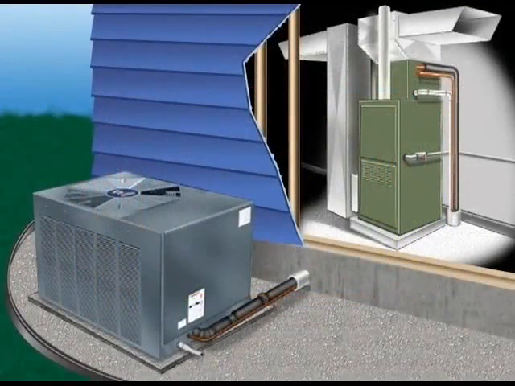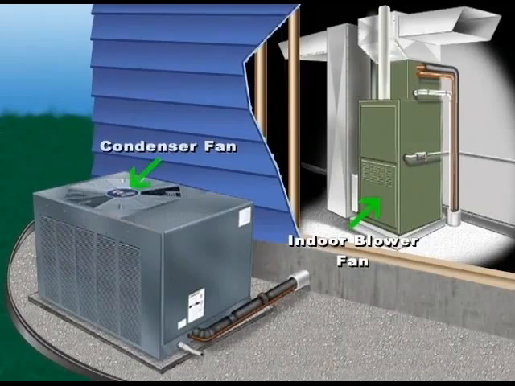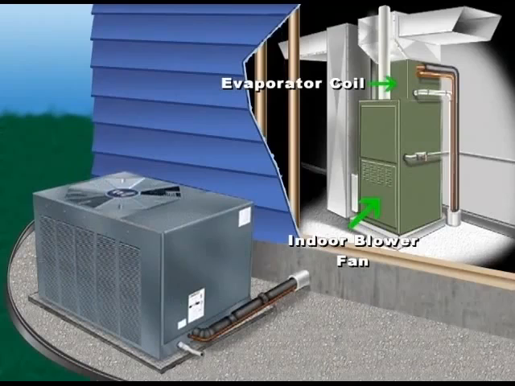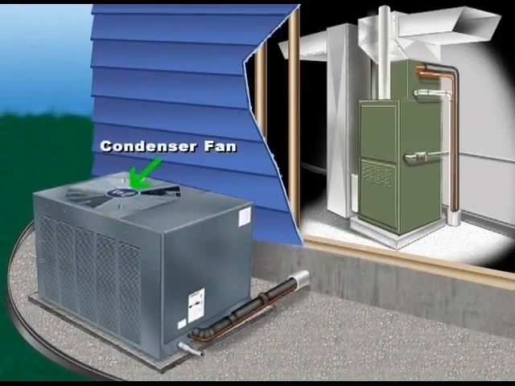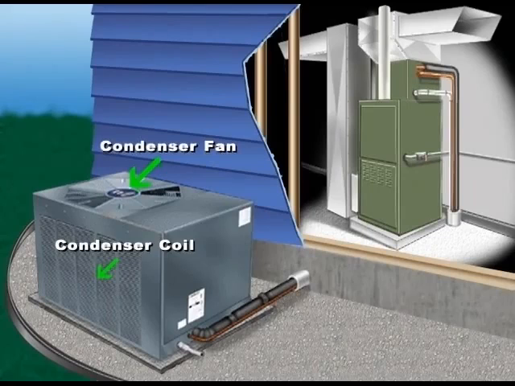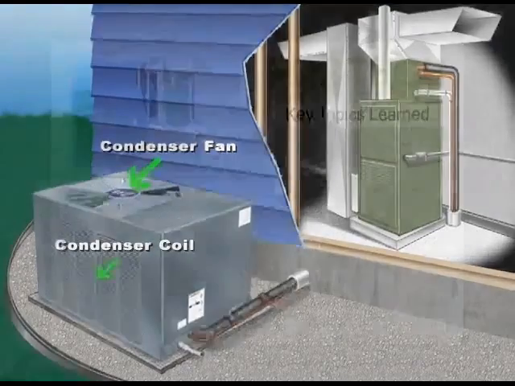Two items not previously mentioned are the indoor blower fan and the condenser fan. The indoor blower fan moves the indoor air past the evaporator coil in order to transfer the heat in the room air to the refrigerant in the evaporator coil. The condenser fan moves the outside air past the condenser coil in order to transfer the heat from the refrigerant in the condenser coil to the outside air.